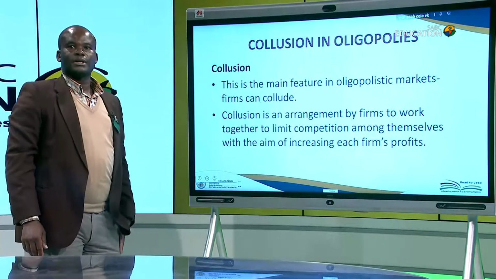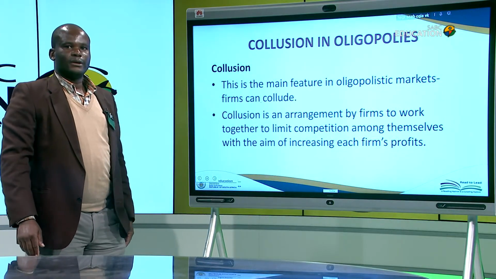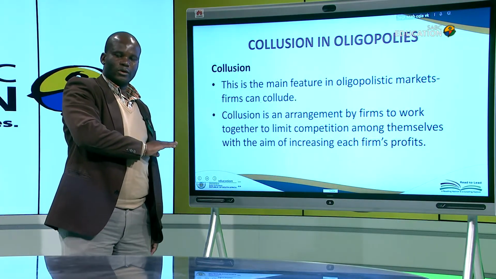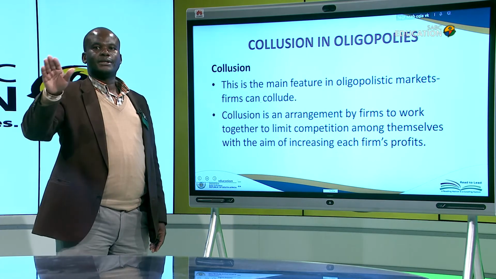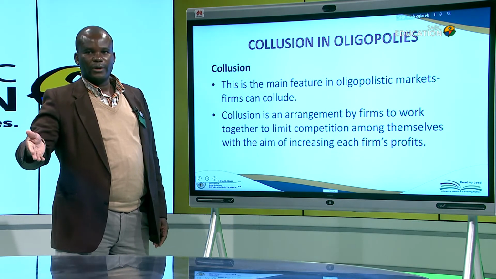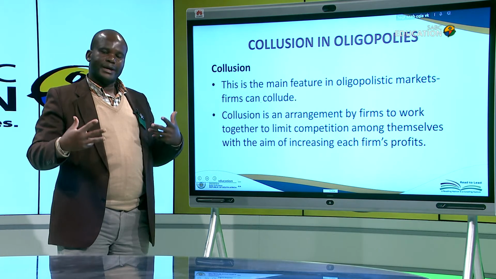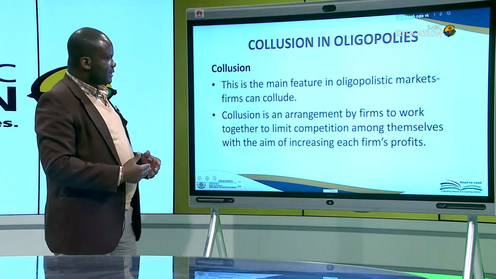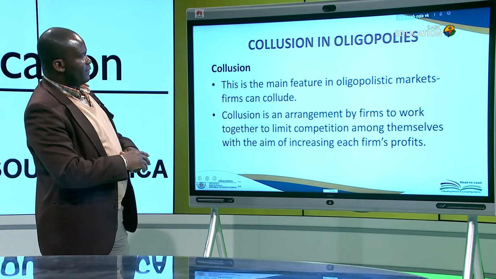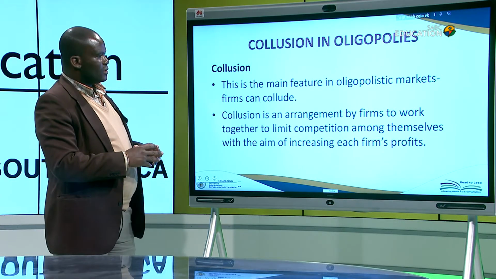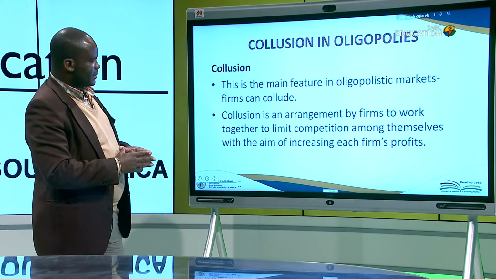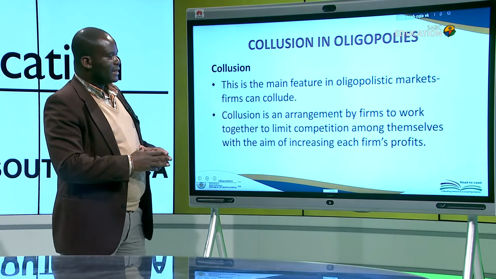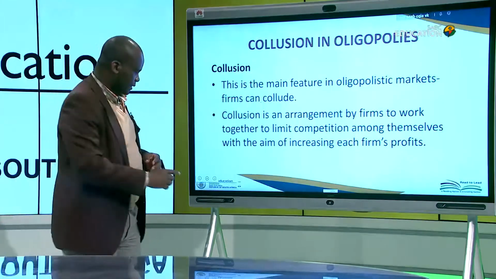Let's go to collusion now. Remember I said collusion is not possible in a monopolistic market, but it is very possible under oligopoly. Now, what do we mean by collusion? It is an agreement by firms to work together to limit competition amongst themselves with the aim of increasing each firm's profits.